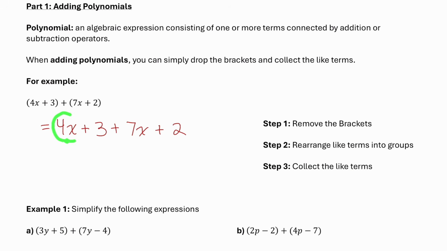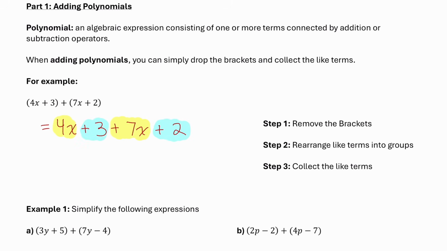So I notice this 4x and this 7x have the exact same variable part. They both have an x to the power of 1. So 4x and 7x are like terms. I'll highlight them in the same color. And then I also have 2 constant terms, a 3 and a 2. Constant terms don't have a variable part, so they're like terms as well.